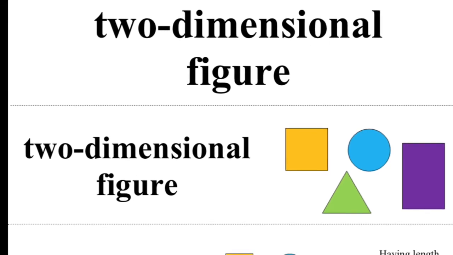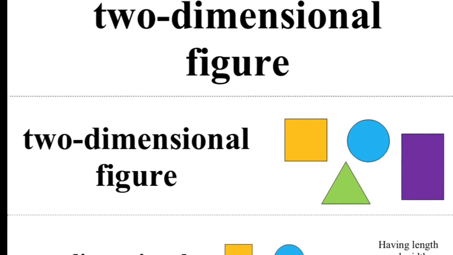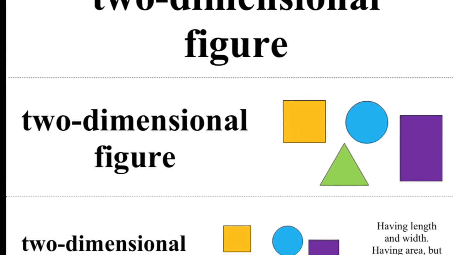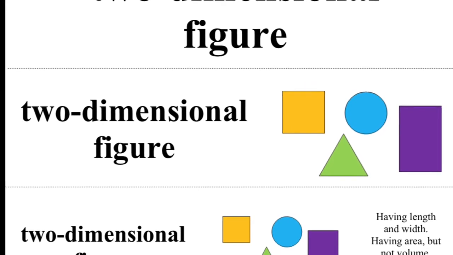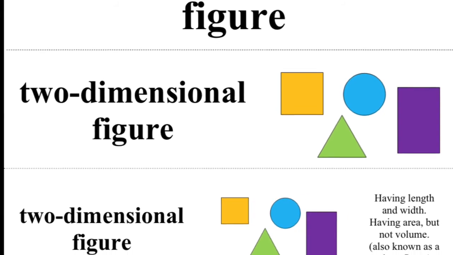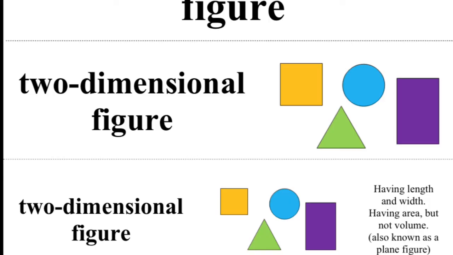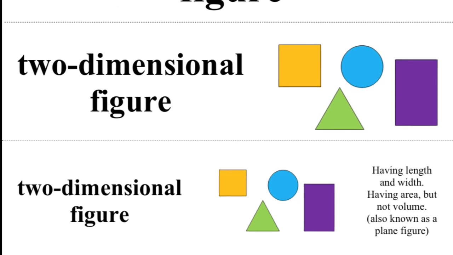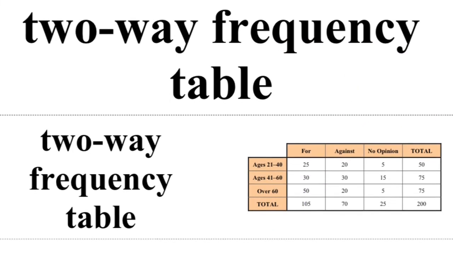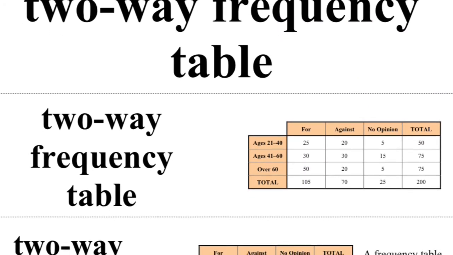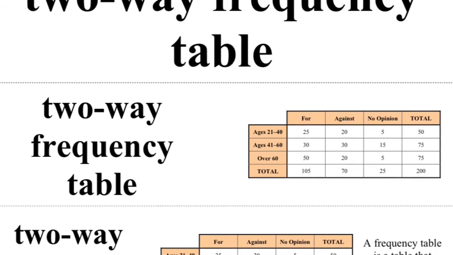A two-dimensional figure is a flat shape. It is not three-dimensional, it's just a flat shape, like a square or a circle. A two-way frequency table is very similar to a frequency table, but in this case you're comparing two sets of data.